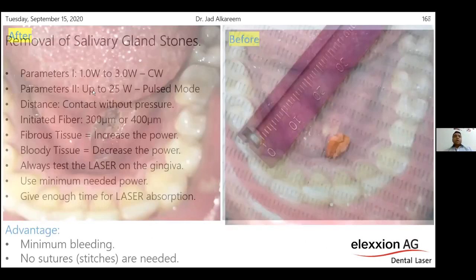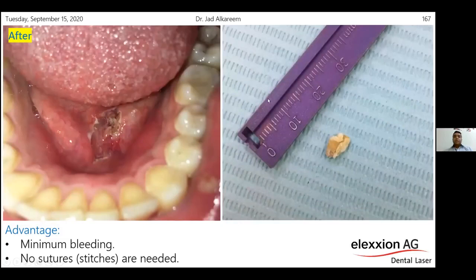Here is the picture after the stone was removed from the salivary gland. There was no need to do any stitches or sutures. And the anesthesia used was plain anesthesia, an infiltration injection.